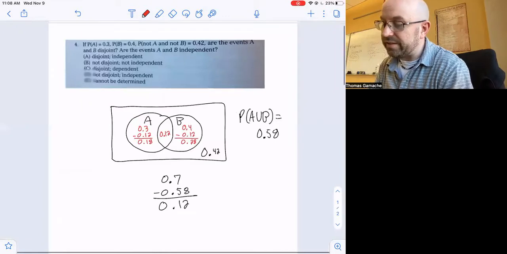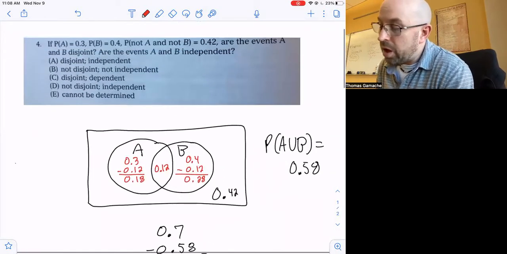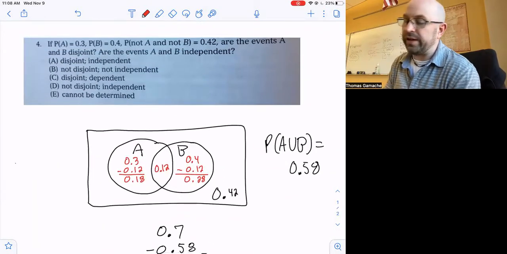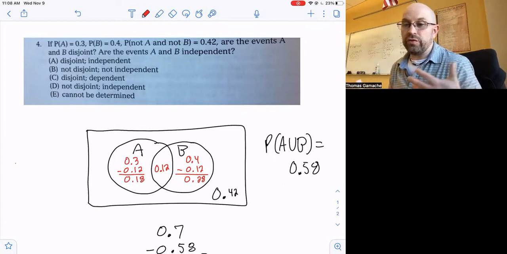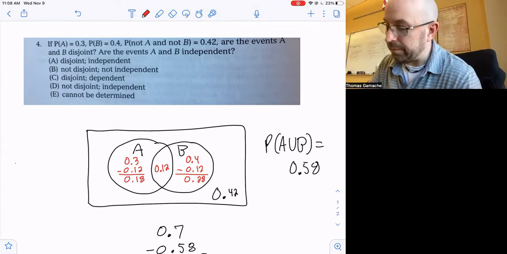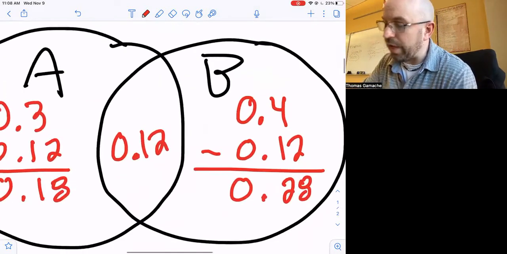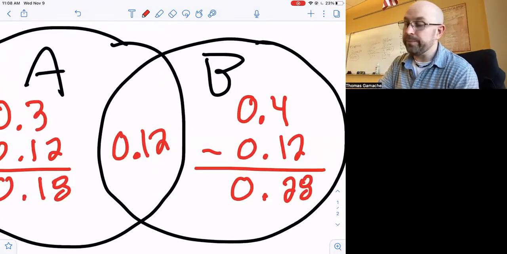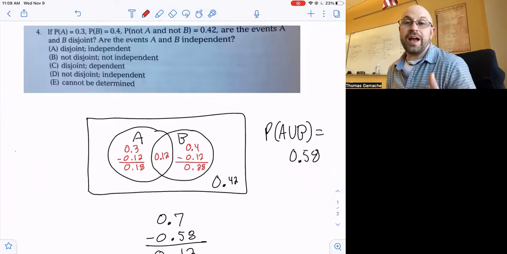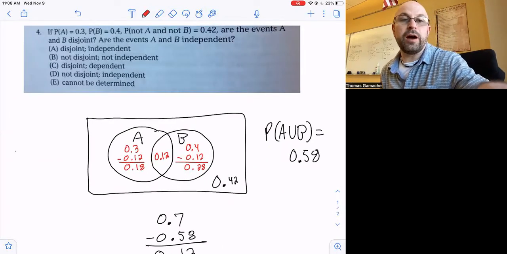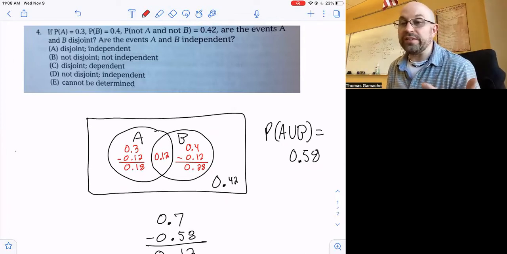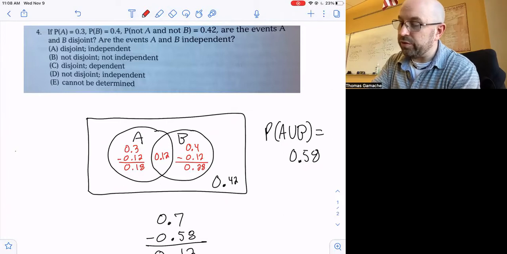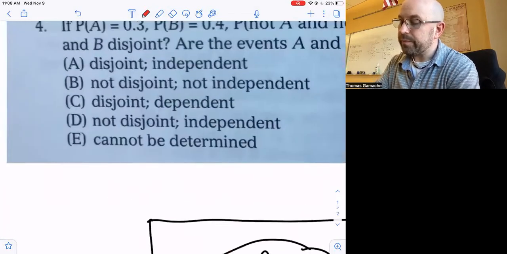Based on what I'm seeing here, let's see if I can answer this question. Are these events disjoint? They are not. Here's the reason why. Disjoint or mutually exclusive means they can't happen at the same time, which means there should be no overlap. I should be getting 0 right there in the middle. That's not happening. We already established when they're giving me that 0.3 for probability of A, 0.4 for the probability of B, stuff's getting counted twice. So that's that 0.12. So I know it's not disjoint.